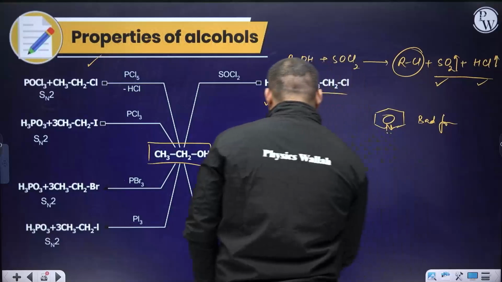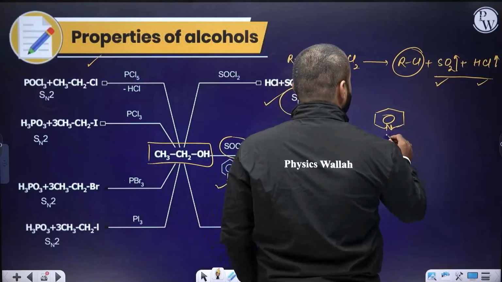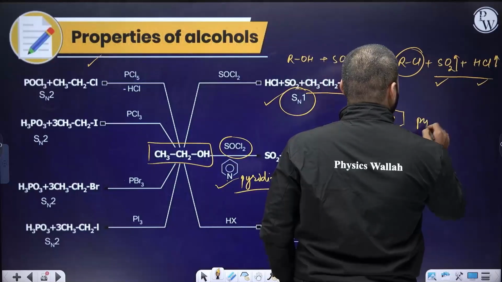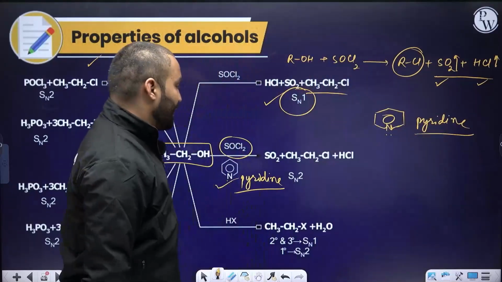Okay, I am just telling you, bad for men. And sulfur-containing compounds are bad for women. This is known as pyridine. Many people call it pyridine. कुछ भी बोलिए, उसको कौन सा सुनाई देता है, pyridine or pyridine.